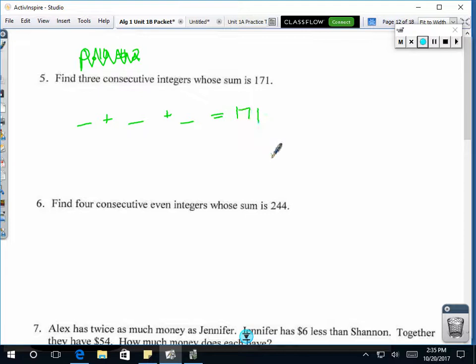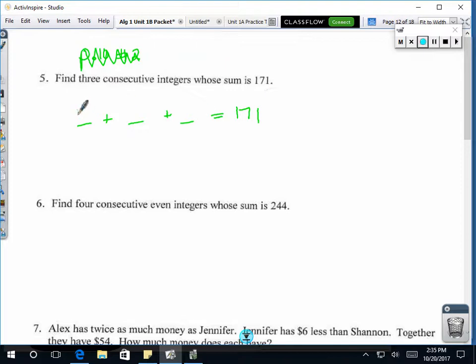Well, 3 consecutive integers are like 1, 2, 3, or 4, 5, 6, or 10, 11, 12, or 15, 16, 17. But we're looking for the 3 that add up to that. Okay, but without just sitting here with a calculator and guessing and checking, you can create an equation.